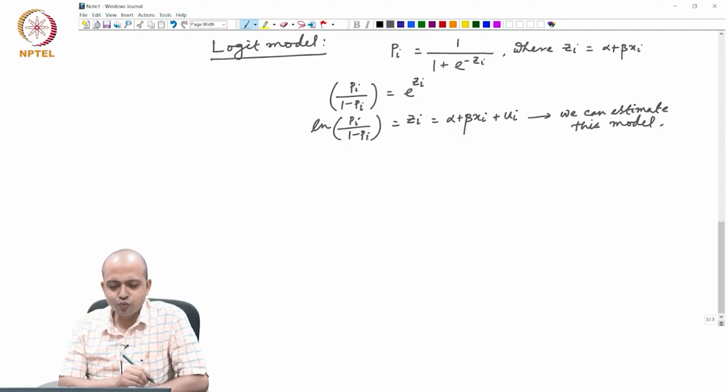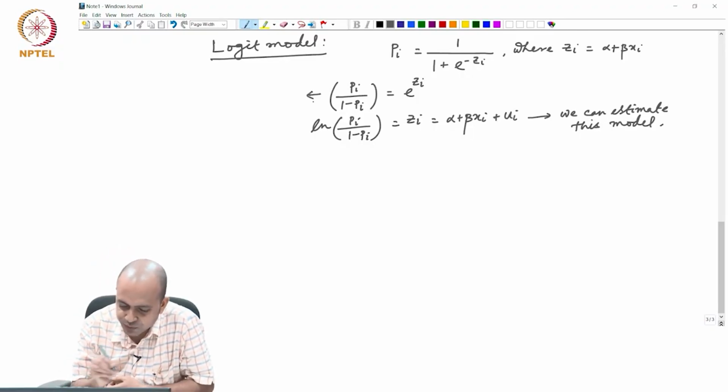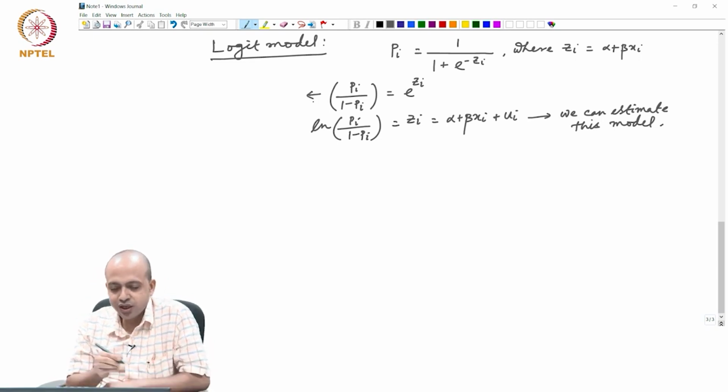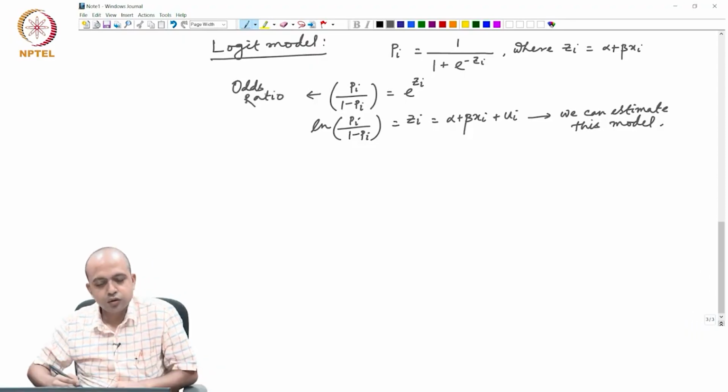But even in this model, what is your dependent variable? The dependent variable is log of pi by 1 minus pi, and this pi by 1 minus pi has a specific name. What is the name? The name is called odds ratio. Okay.